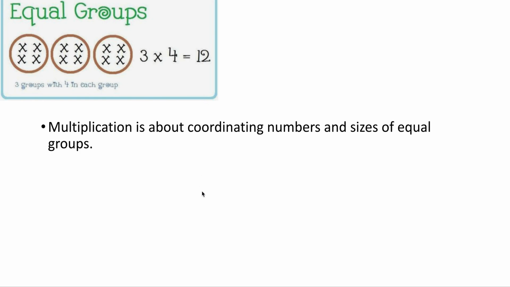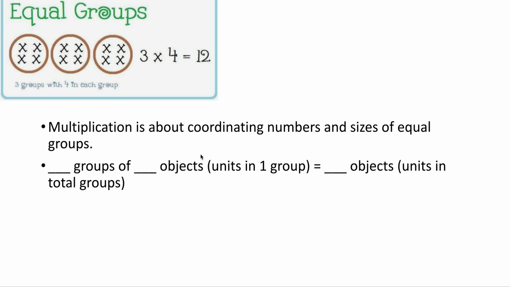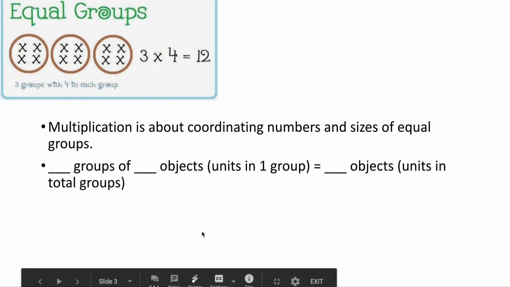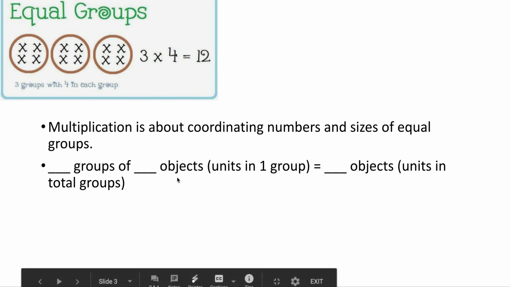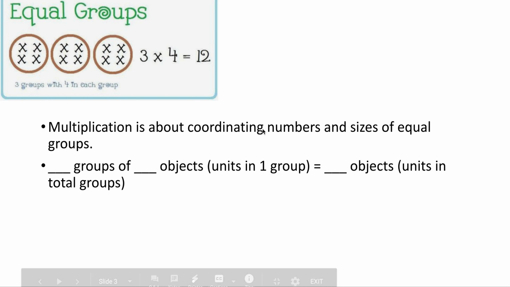Okay. So we can think about multiplication as coordinating numbers and sizes of equal groups. So we can think about the units here. How many groups of what? The object is equal to how many of that object. So we can think about the units. The units are in each group equally, and the total answer should be that object.